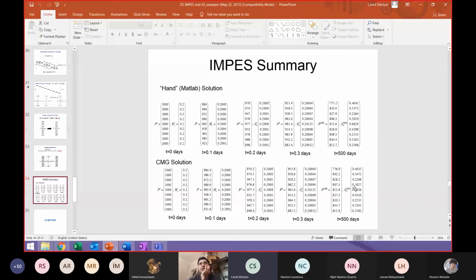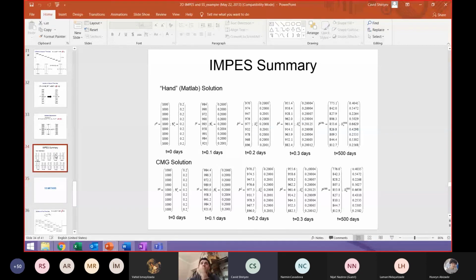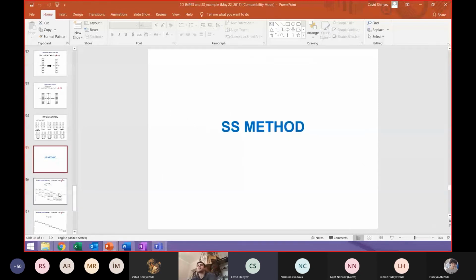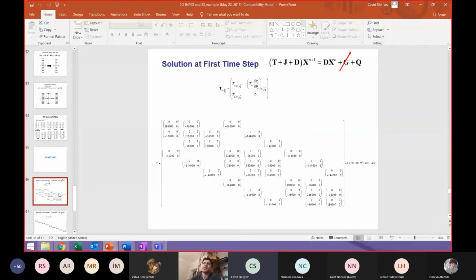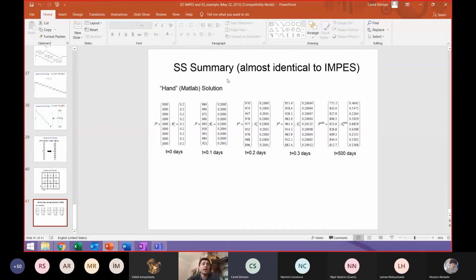Now the SS method is basically implementing the same idea in a different way. If we are filling the matrices in a different way, we are going to go over the details. We should ideally get the same solution, and as you see, the results are almost identical to the IMPES solution. We are going to discuss these 2 types of solution. Basically, in the code, we are going to just modify 1 or 2 lines, and we will be able to get the result for the SS solution as well. So this is the multi-phase flow scenario.